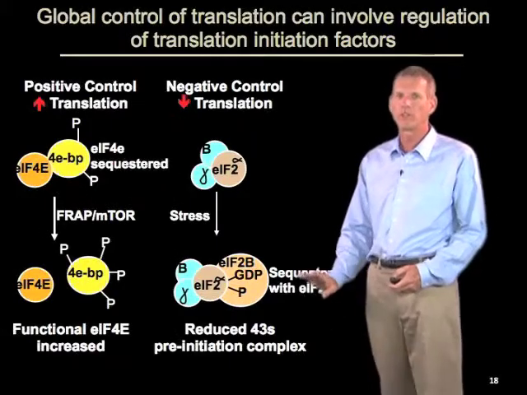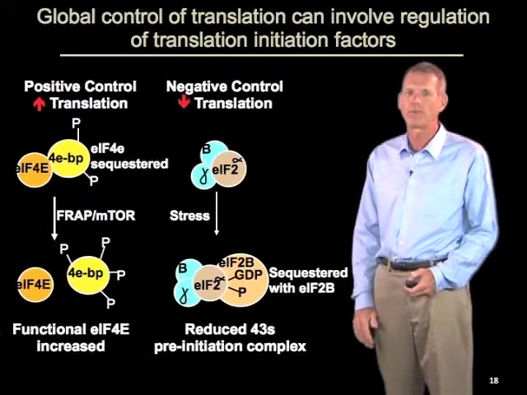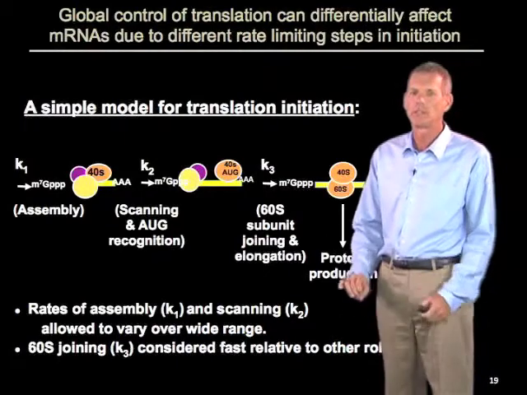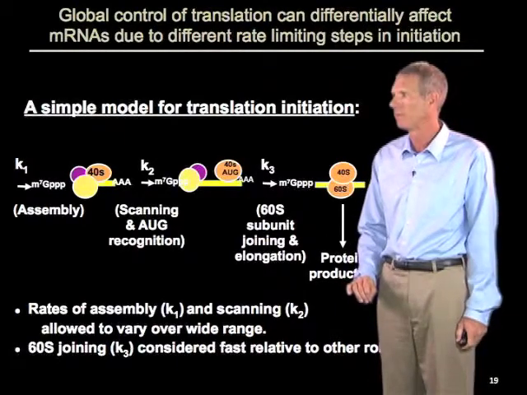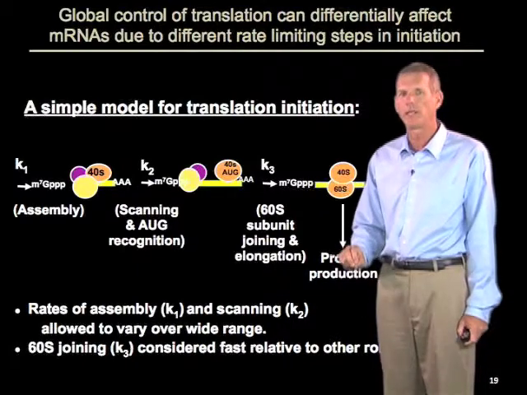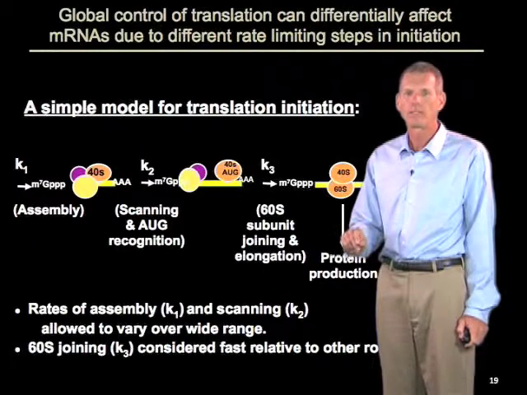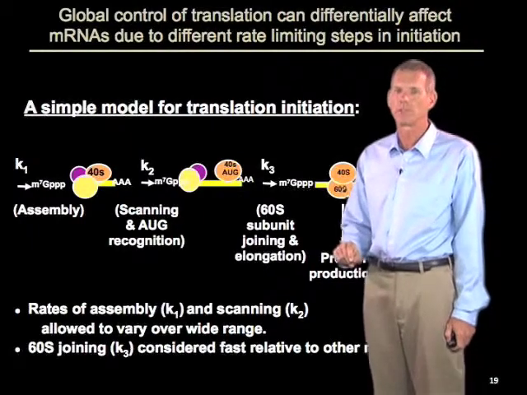Now, one important feature of these global control systems is that they don't necessarily affect every mRNA in the same manner. And I want to illustrate that by using a simple mathematical model for the process of translation initiation. And the larger point I want to make here is that the global control of translation affects mRNAs differently due to their different rate-limiting steps in initiation.